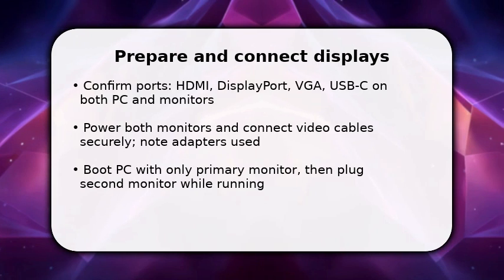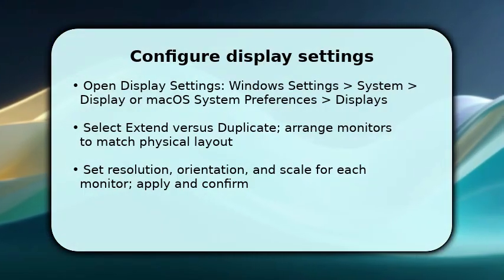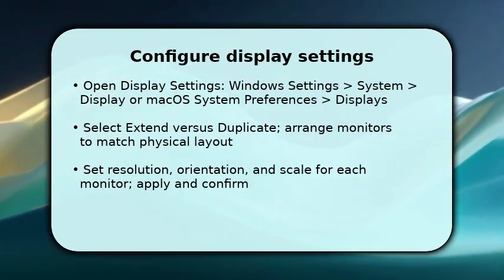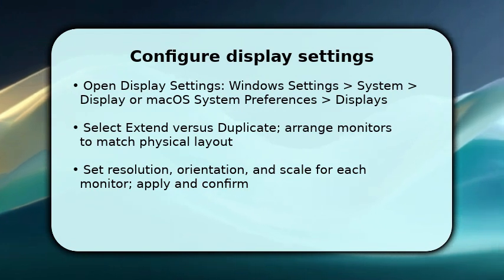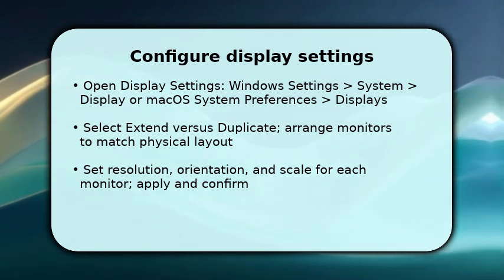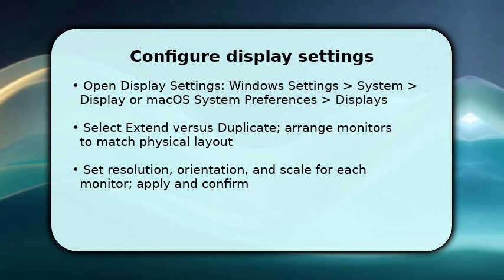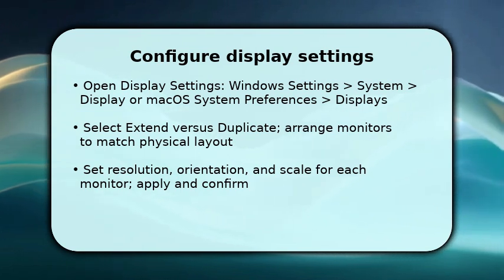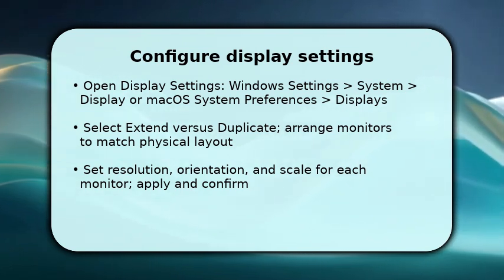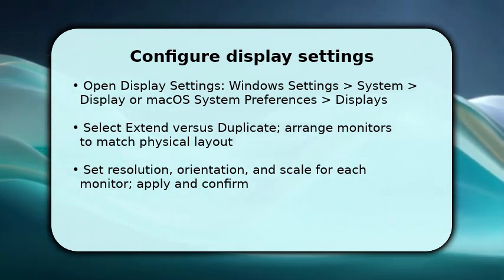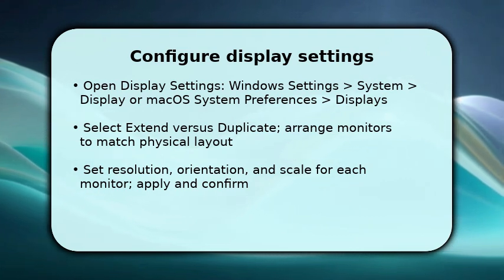Now you adjust software so the OS knows how to use both screens. Open display settings and detect displays, then choose extend versus duplicate depending on your workflow. Arrange the virtual screens to mirror your physical placement so the mouse travels naturally. Set each monitor's resolution and scaling for sharp text and correct size.